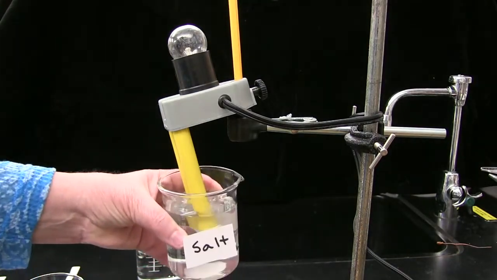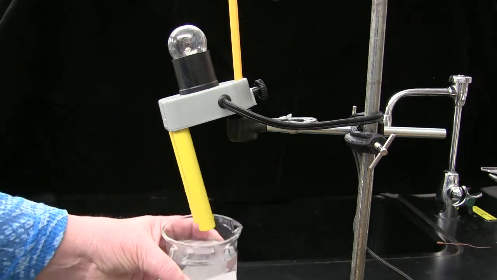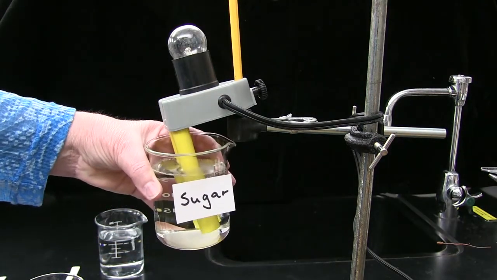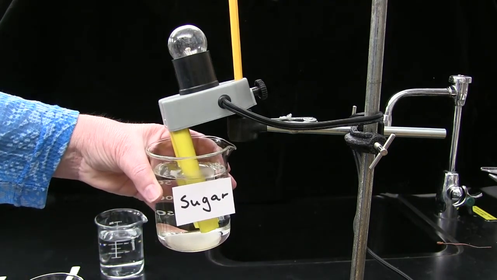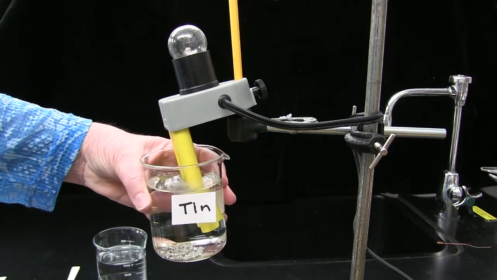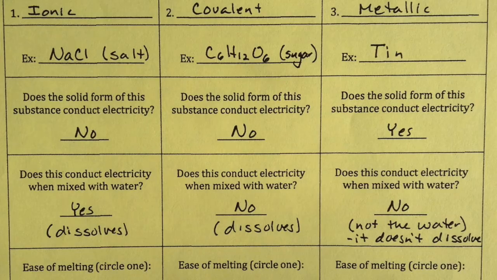So you can see the salt water does conduct electricity. The sugar water does not conduct electricity. And of course, the tin doesn't dissolve in water, so that didn't conduct electricity either.